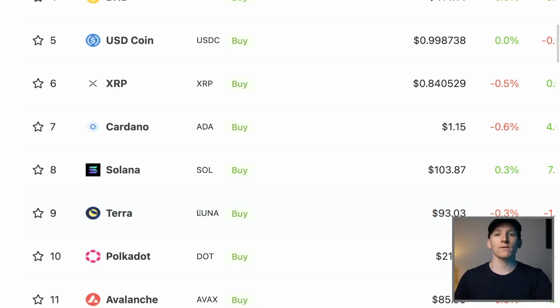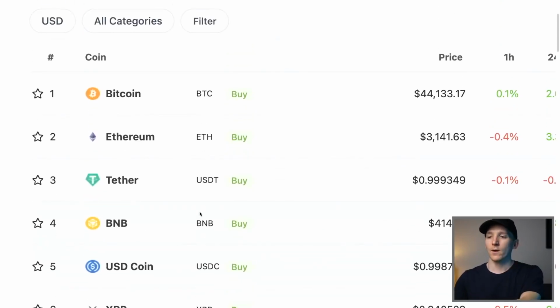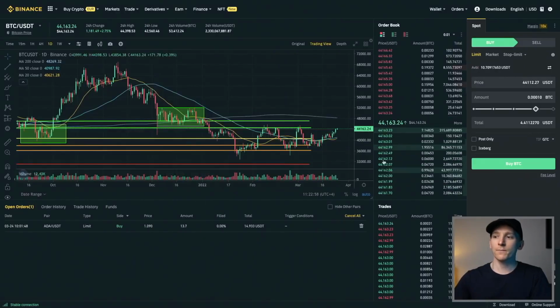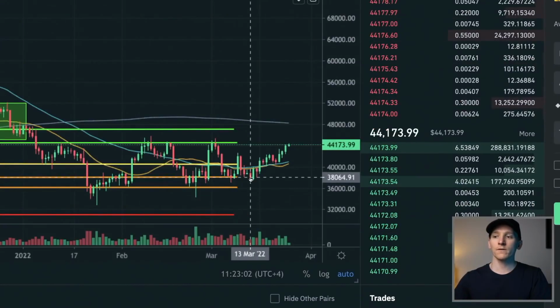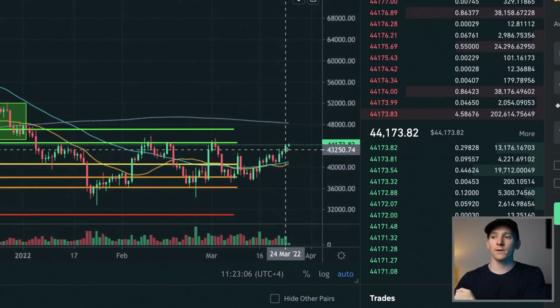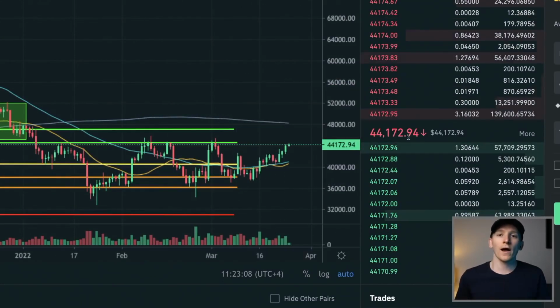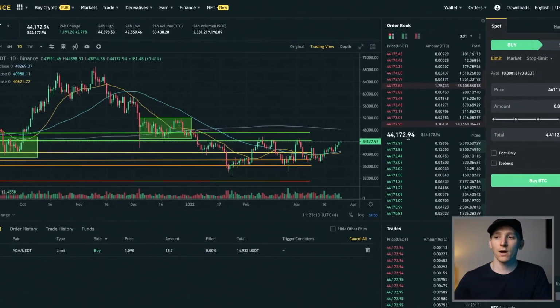Now, what happens when there's a big buyer in the market for something? Well, usually the price is going to go up, right? And what we can see, this is the Bitcoin chart, is that over the last few days, guess what? The price of Bitcoin has come from a kind of support level here, and day by day, it's just ticked up a little bit.